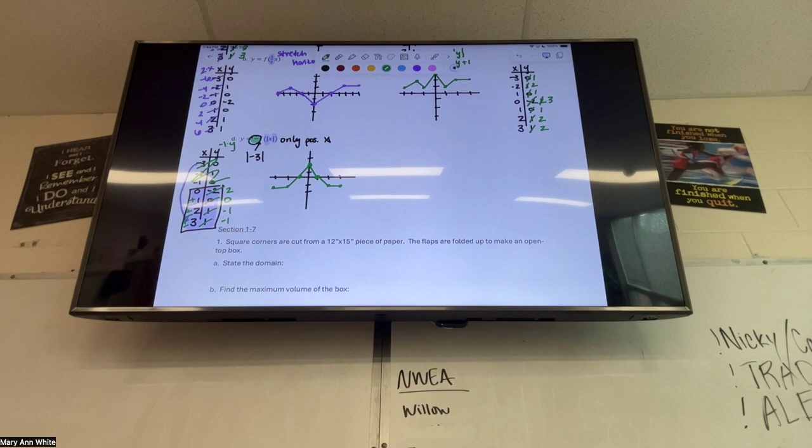And it's a little bit easier because I have actual graphs for you now. I think it's harder when there are no graphs.